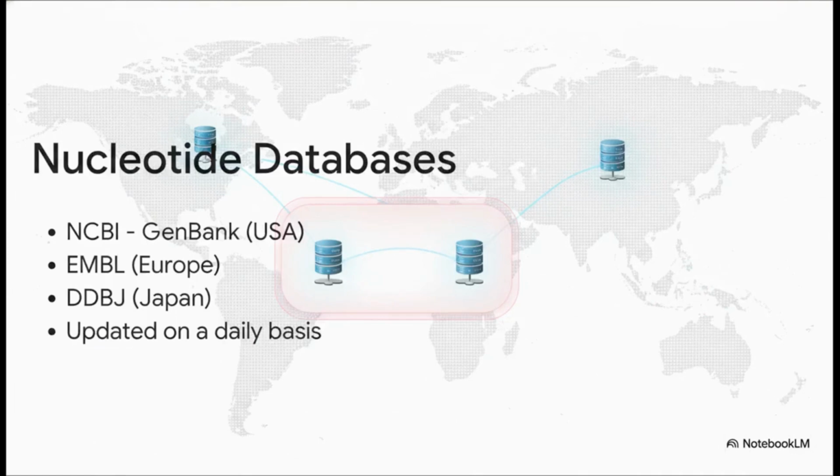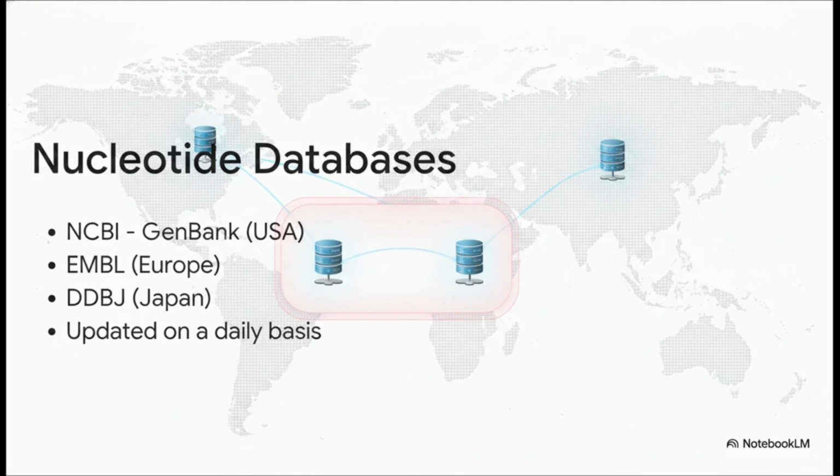When we talk about nucleotide sequences, there are three major global players. You have GenBank at NCBI in the USA, the EMBL in Europe, and the DNA Databank of Japan. What is incredibly cool here is the global cooperation. These three massive databases collaborate under the International Nucleotide Sequence Database Collaboration. They're updated and exchange data daily.